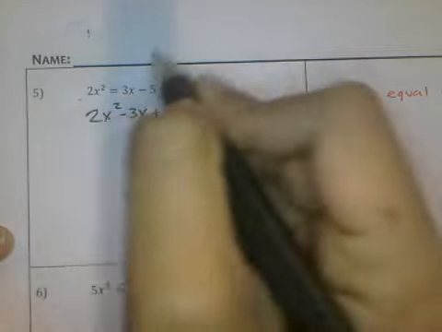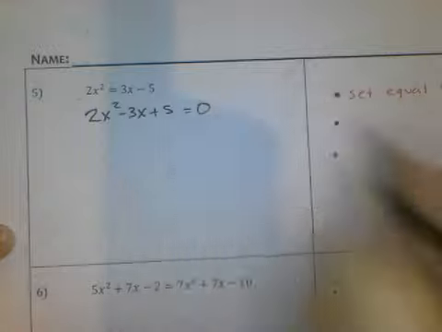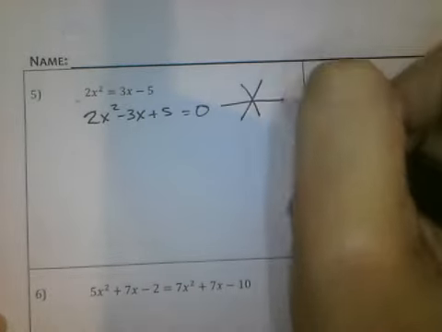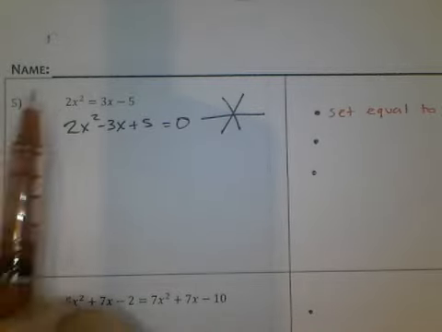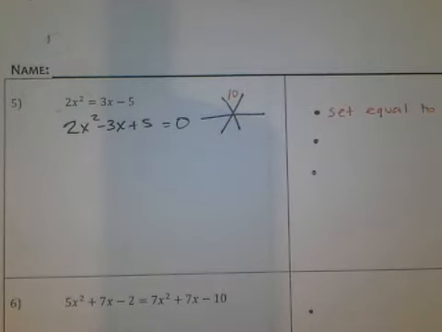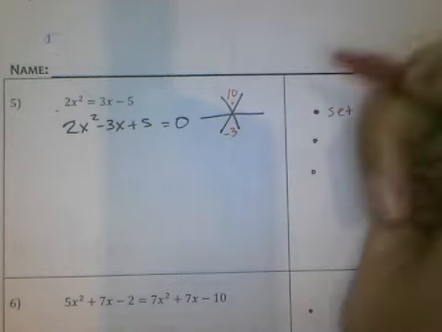Notice how the signs change because I'm moving them over. Technically, minus 3x plus 5 plus 5. Now that I have 0, I'm going to go ahead and try the snowflake method, because preferably I would like to factor this. It's the quickest way to solve. When I set up the snowflake, I see that 2 times 5 is 10, and I'm looking for two numbers that multiply to 10 and add to -3.